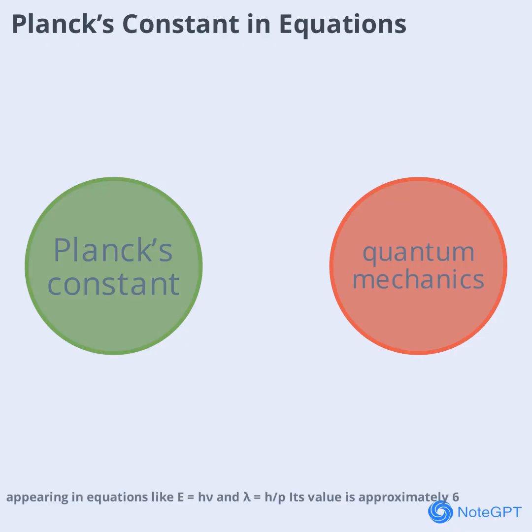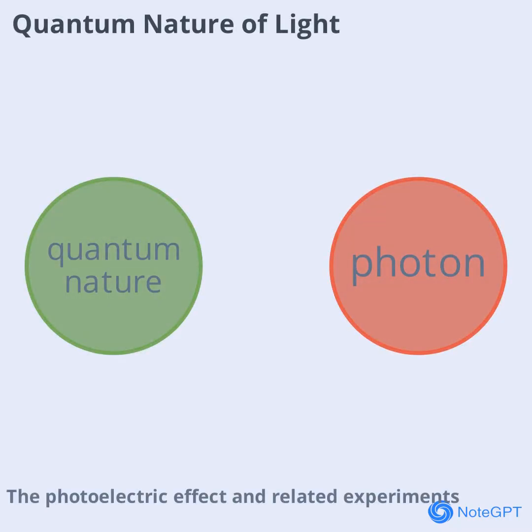Its value is approximately 6.626 times 10^-34 Js. Planck's constant sets the scale for quantum effects and is essential for calculations involving photons and de Broglie wavelengths. The photoelectric effect and related experiments demonstrate the quantum nature of light.